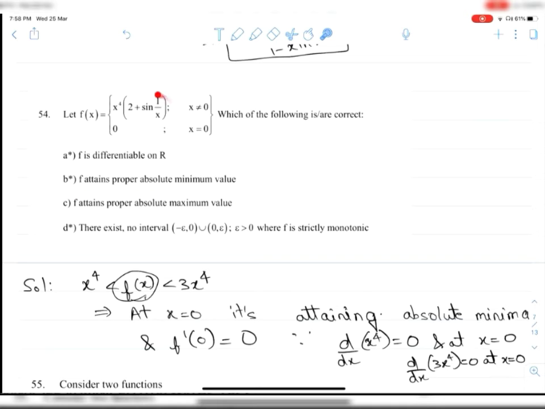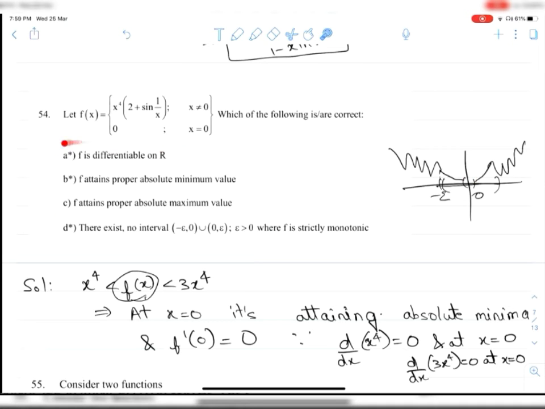Maximum it won't exist, x can tend to infinity. And again, there exists no interval where f is strictly monotonic. Obviously, if I take any interval, because at 0 it attains minima, from minus epsilon to 0, if you take a very small value, the function will be decreasing. Again, 0 to epsilon, the function will be increasing. After that, it will be random. But in this interval, I can't say it is strictly monotonic because it is decreasing as well as increasing. So all the options can be told in that part.